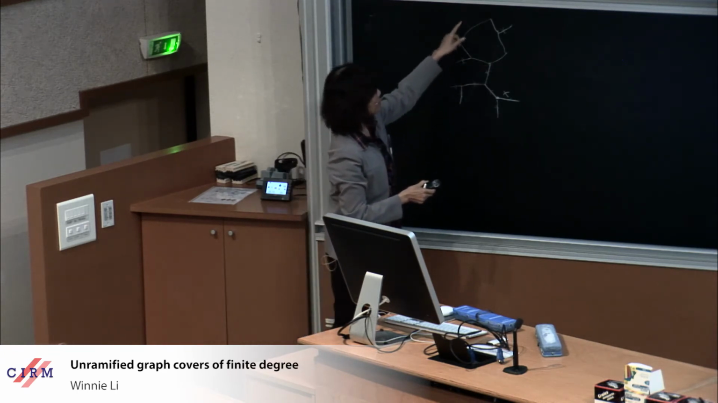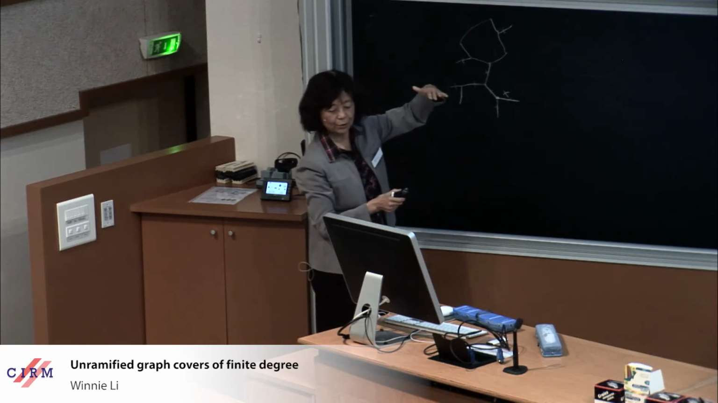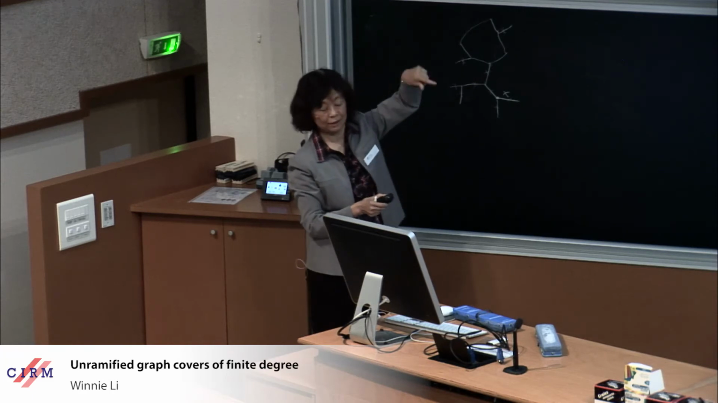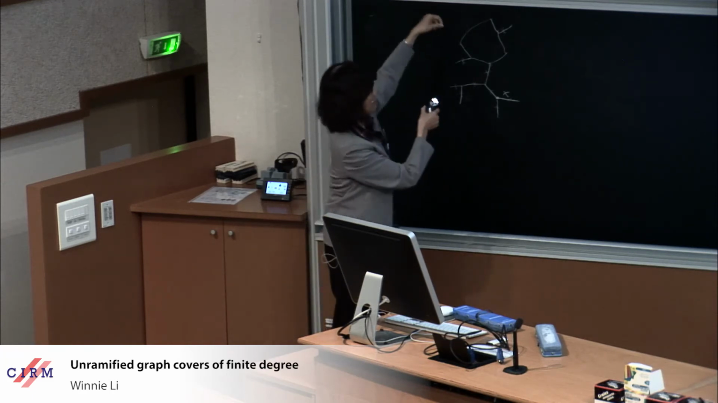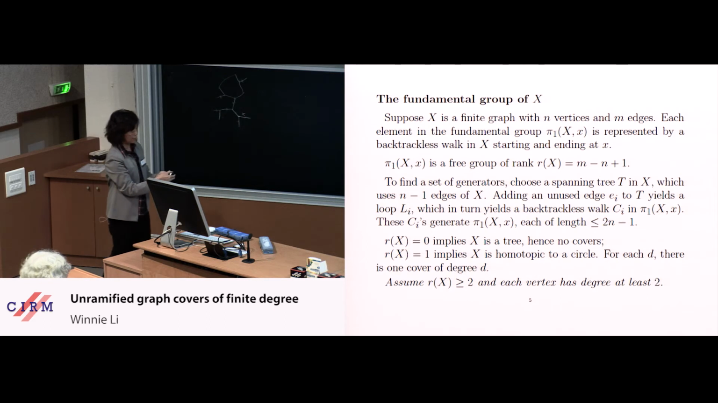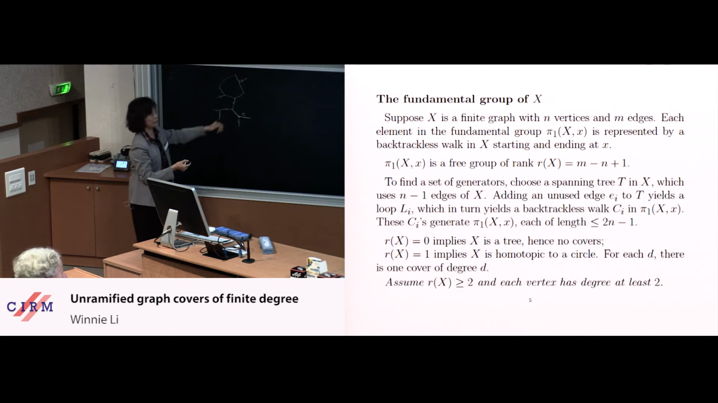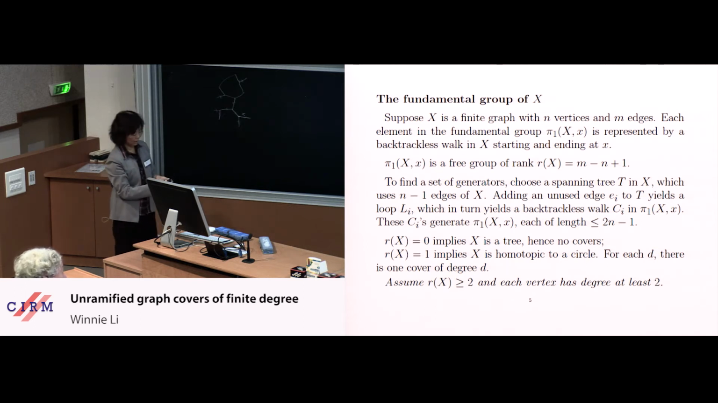Now in this case, if my graph is a cycle, then for each degree d, it has only one cover of degree d. You just open up this cycle, roll around it d times, then put it back. So in this case, the cover is also very clear. It's not interesting, so we will not consider this case. We should only consider the case that the rank of the fundamental group is at least 2. We remove these odds and ends and assume that each vertex has degree at least 2.